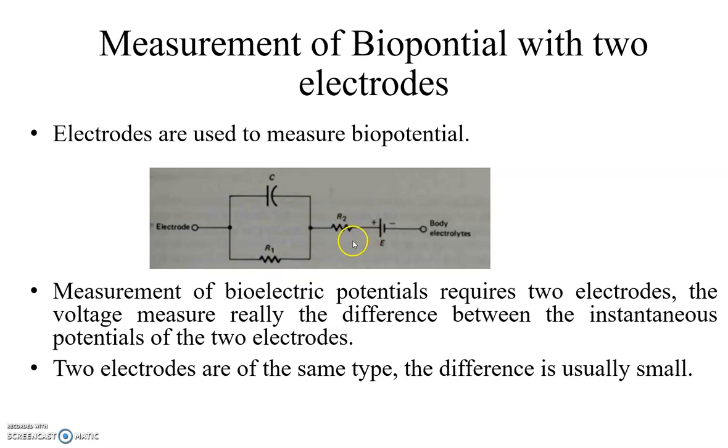Since the measurement of bioelectric potentials requires two electrodes, the voltage measured is really the difference between the instantaneous potentials of the two electrodes. If the two electrodes are of the same type, the difference is usually small and depends on the actual difference of ionic potential between the two points of the body from which measurements are being taken.